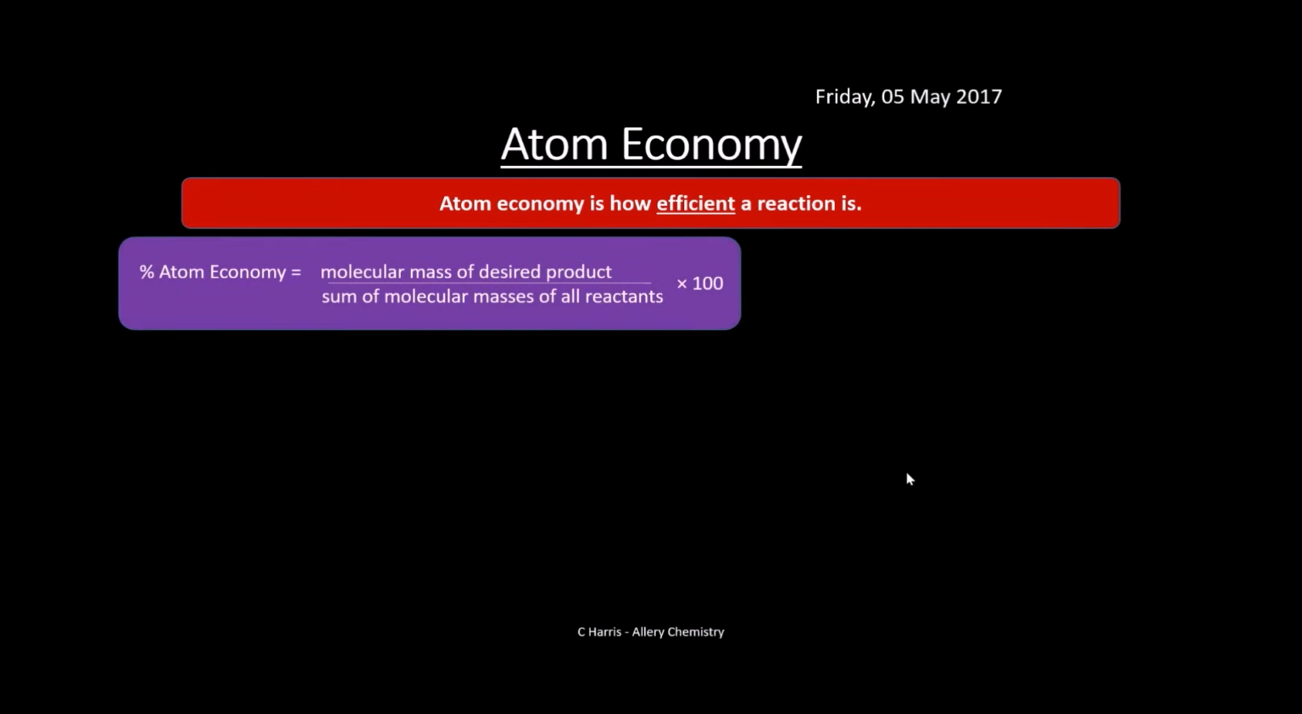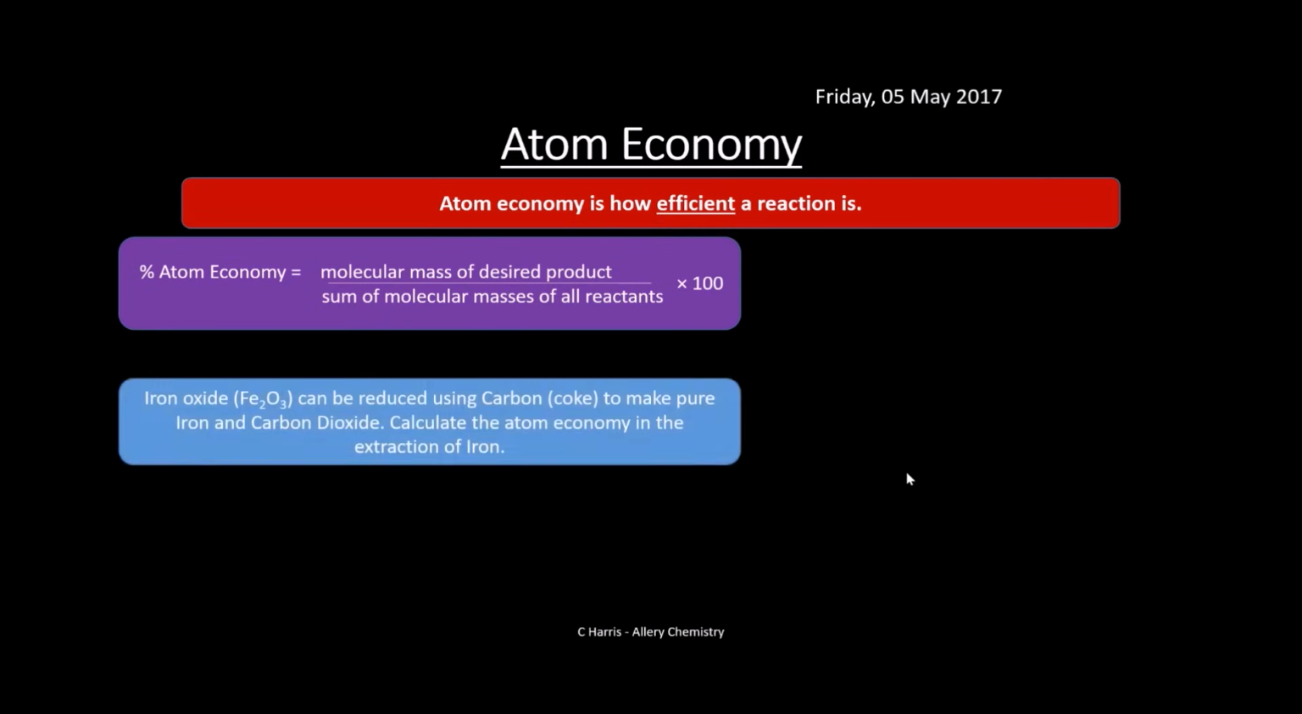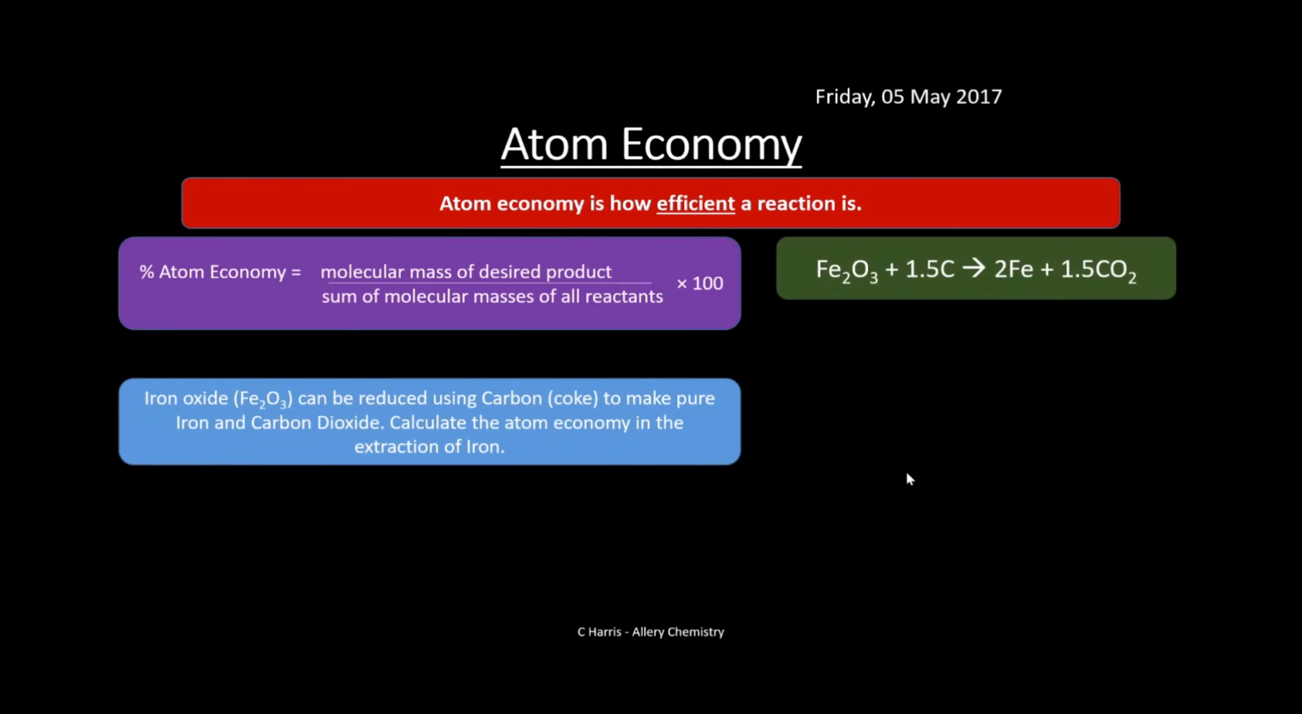Okay, atom economy. How efficient a reaction is. Atom economy is the molecular mass of the desired product divided by the sum of the molecular masses of all reactants times by 100. Different to yield, so you've got to watch out for that. Here's an example. Iron oxide, Fe2O3, can be reduced using carbon to make pure iron and carbon dioxide. Calculate the atom economy for the extraction of iron. So here's our reaction: Fe2O3 plus 1.5 carbon to 2 Fe plus 1.5 CO2, so it's just balanced.